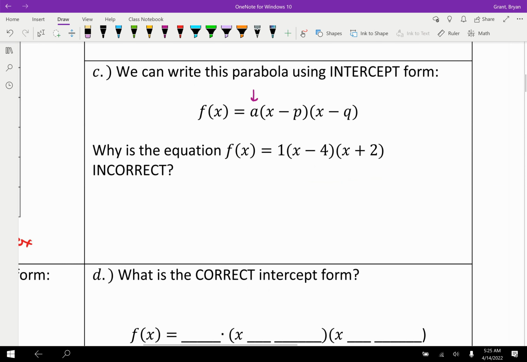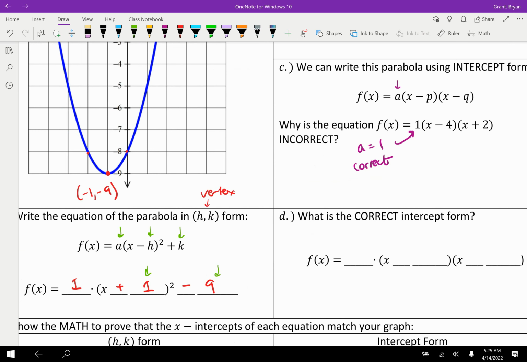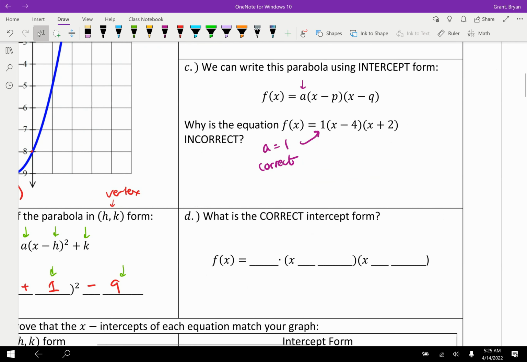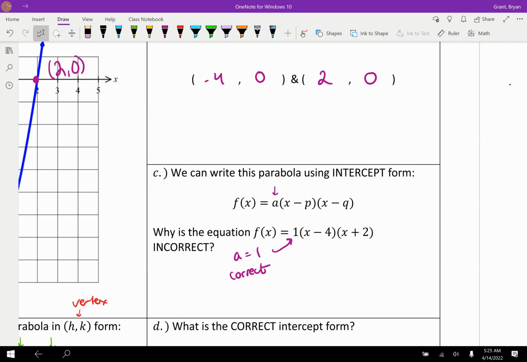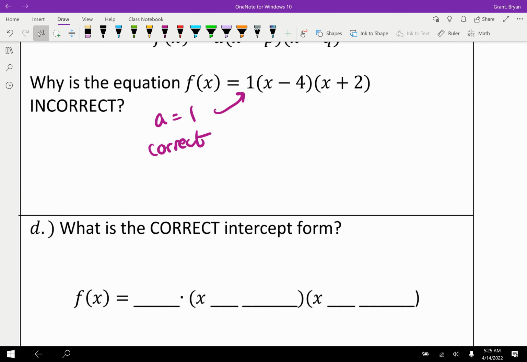Well, the a value is 1, and that is correct. We know it's correct because we use the same a value from our HK form. But what about the x minus 4, x plus 2? That seems to be correct, right? We have a -4 and a +2. Well, don't forget that one of the advantages to intercept form is it's very easy to find the x-intercepts. So let's actually take a quick second and find those x-intercepts.